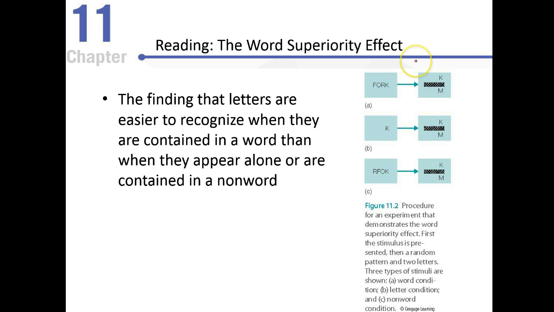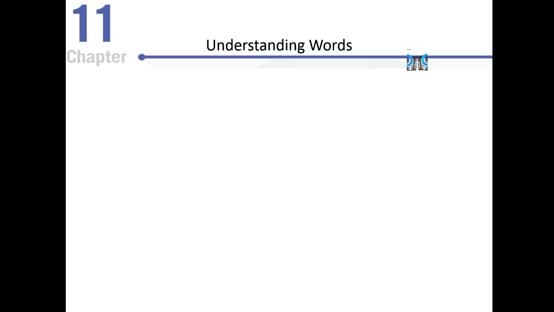Think about this study right here. In this case, when people were asked to choose which two letters they had seen in the original stimulus, they were quicker and more accurate when that letter had been part of a word. So this helps us to explain how context really does make a difference. So what are the factors that influence how we understand the meaning of words? So let's talk a little bit about understanding words.